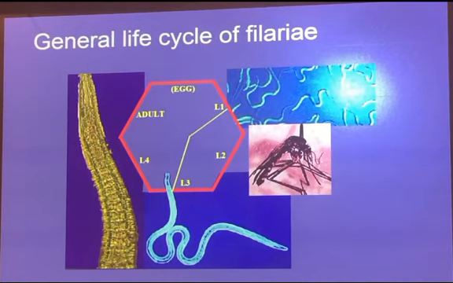An insect, or sometimes a different kind of arthropod, will then feed and take in the microfilaria or L1 stage. And within that arthropod, this will molt twice, generally over a period of 10 to 14 days until it becomes an infective stage. And then a subsequent bite results in transmission of that infective L3 stage.